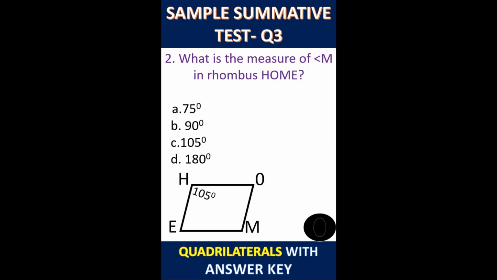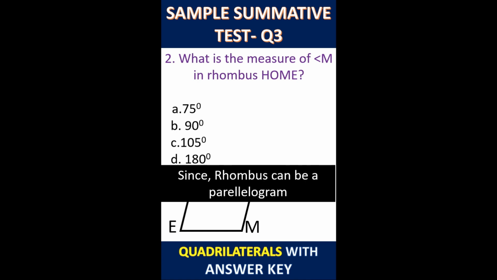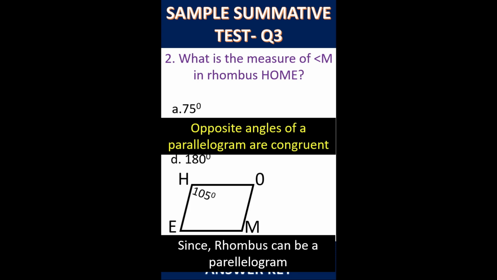Number 2, what is the measure of angle M in rhombus HOME? Since a rhombus is a parallelogram, and one of the properties of a parallelogram is this one: opposite angles of a parallelogram are congruent.